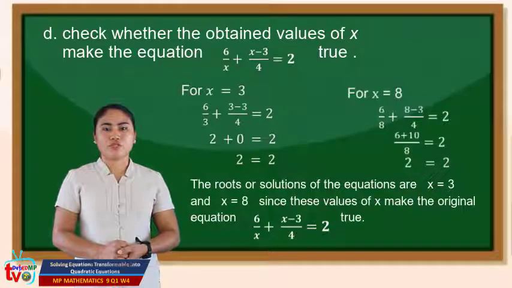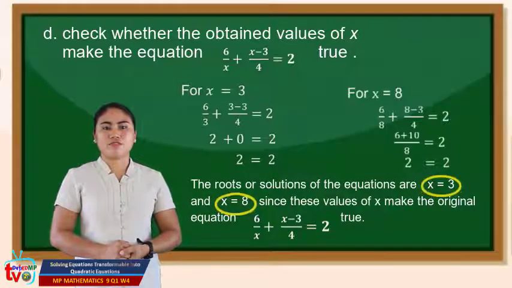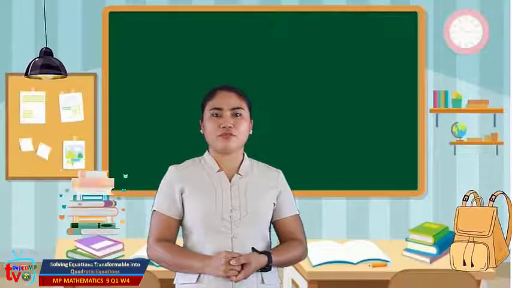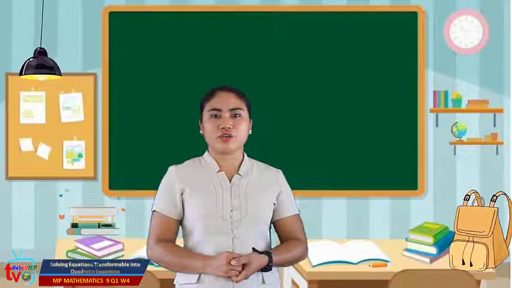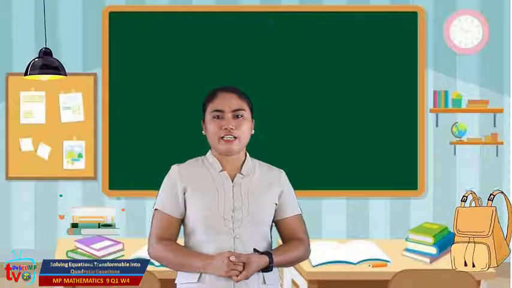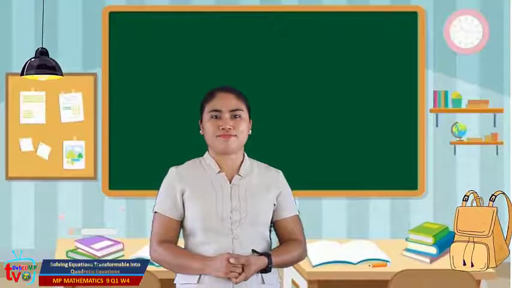The roots or solutions of the equation are x equals 3 and x equals 8, since these values of x make the original equation 6 over x plus (x minus 3) over 4 equals 2 true. If in case the value of x that is derived from the standard form does not satisfy the original equation, it is called an extraneous root or solution. However, it is not a solution of the original equation.